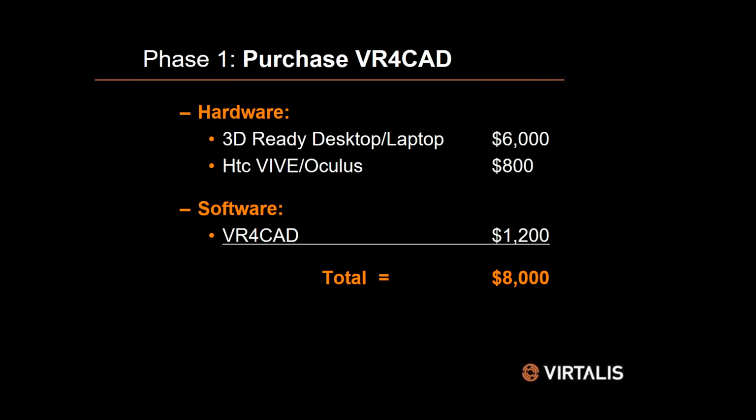Okay? So assuming that you already have a 3D ready desktop or laptop, and that you already have an HTC Vive or an Oculus Rift, you would just be buying the VR for CAD license. Okay? So that's about $1,200. If you didn't have those hardware pieces, it would be about $8,000, which realistically is not too bad.